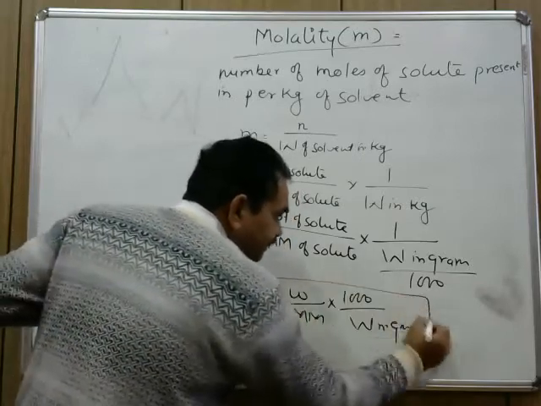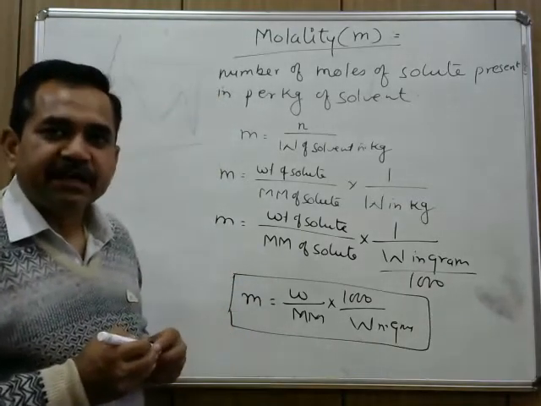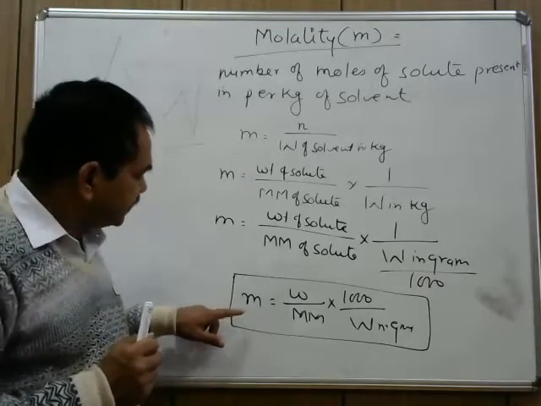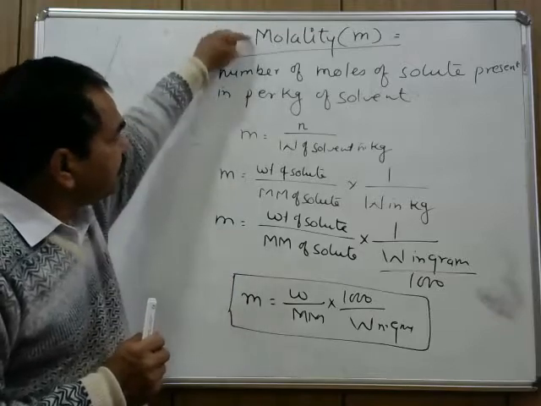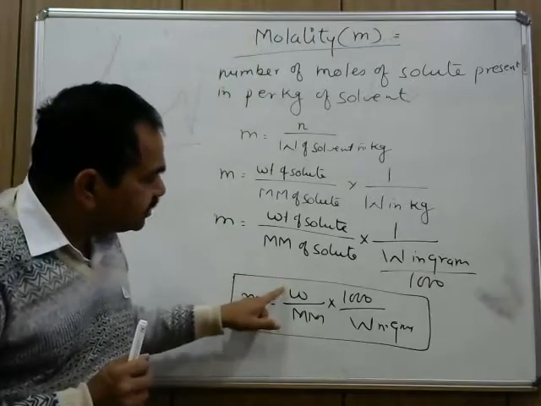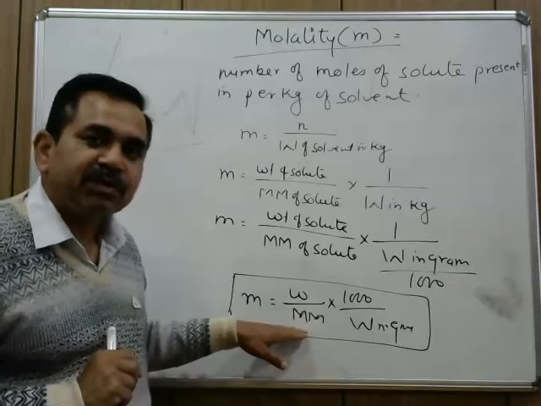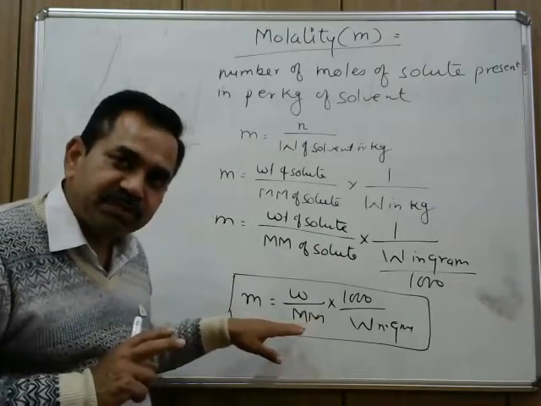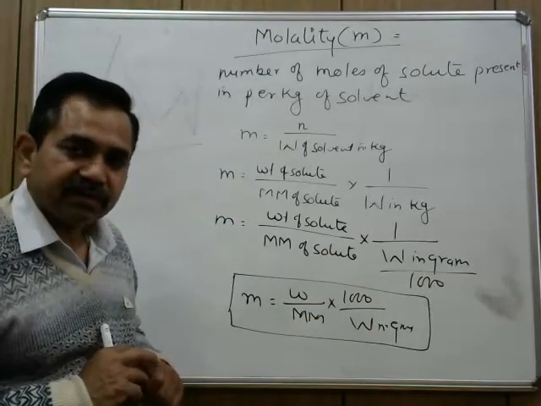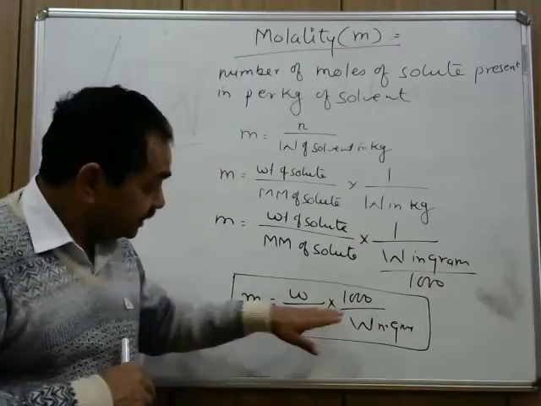So that is how molality of a solution is determined, wherein in this formula small m represents molality of solution, small w represents weight of solute in grams, MM represents molar mass or molecular mass of solute used, and capital W represents the weight of solvent in grams in this formula.